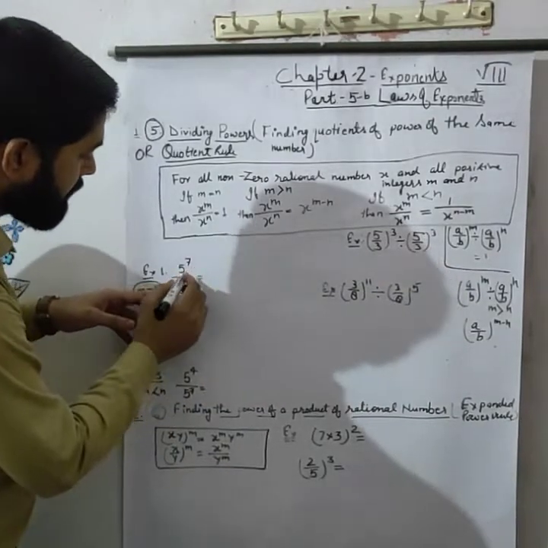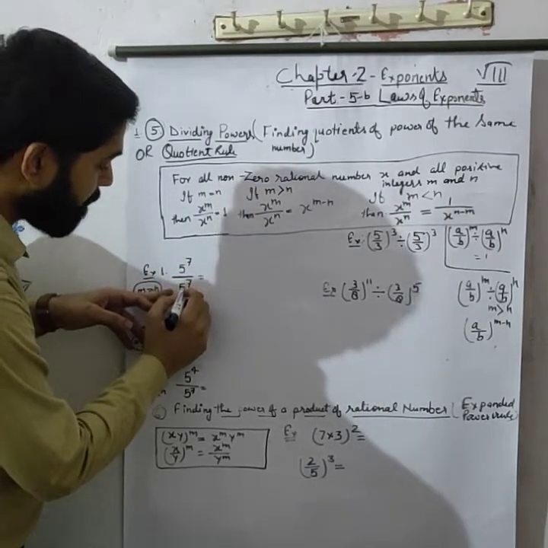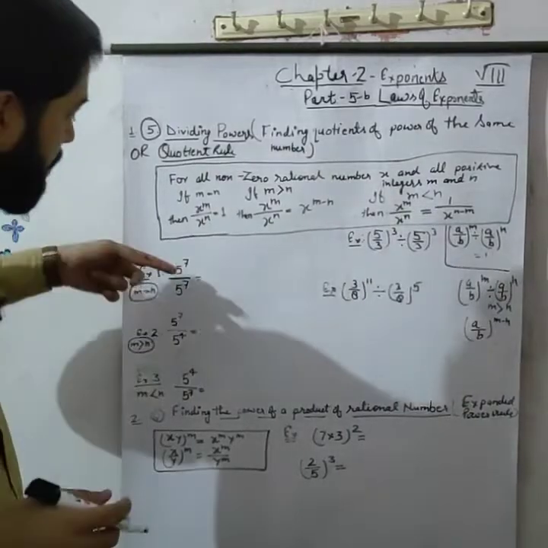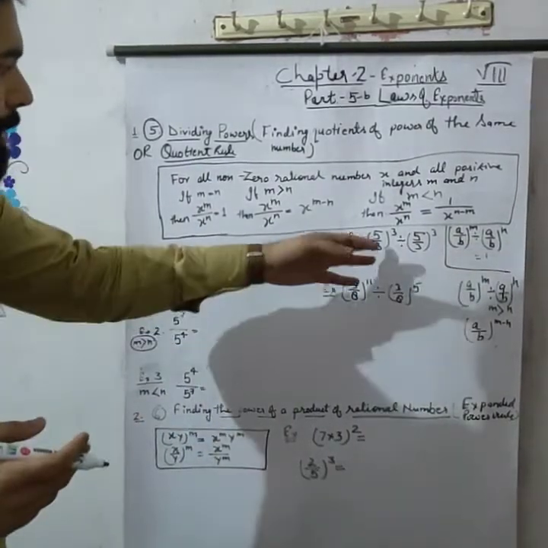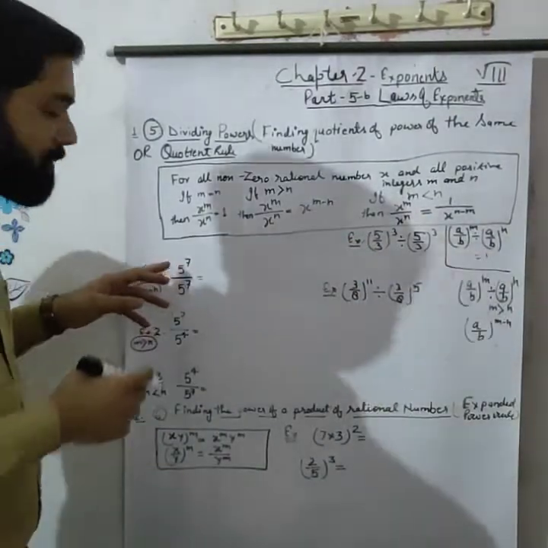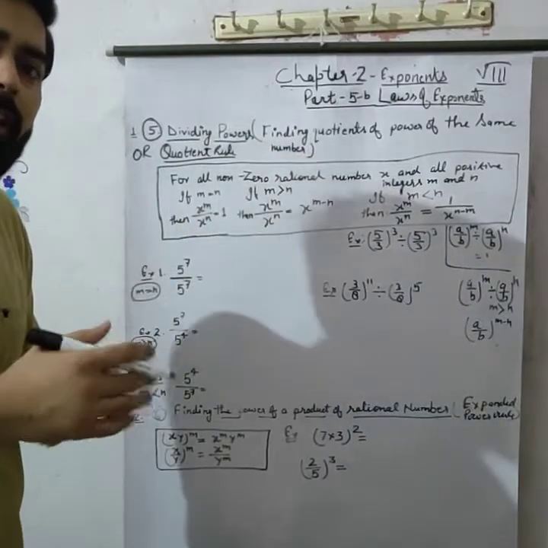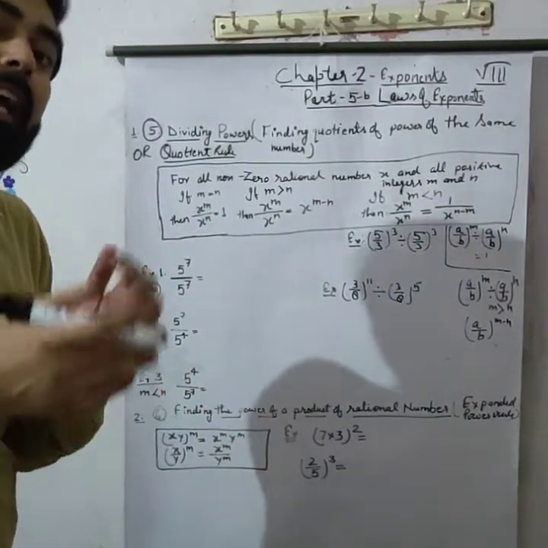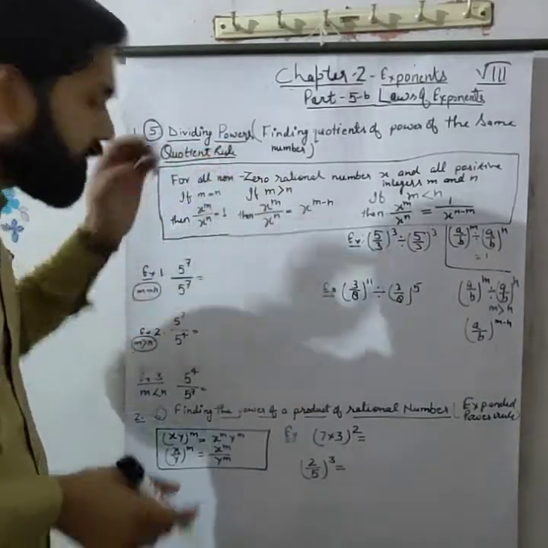Look here, what is given? 5 raised to the power 7 upon 5 raised to the power 7. The numerator and denominator are both the same. You can also say this is in rational number form. You can solve by the expanded form, or you can solve according to this rule.